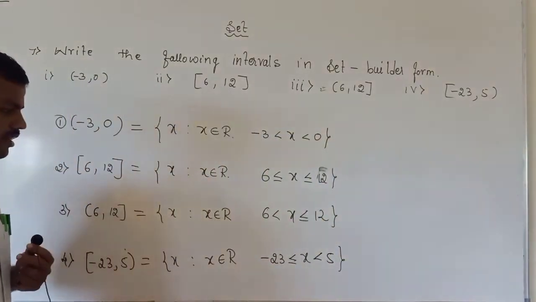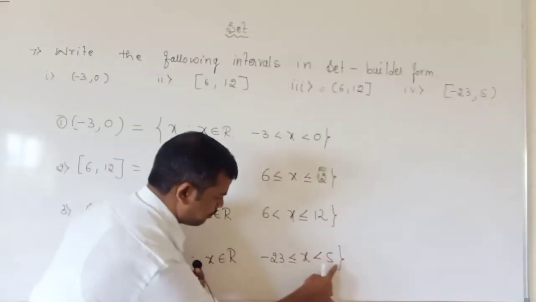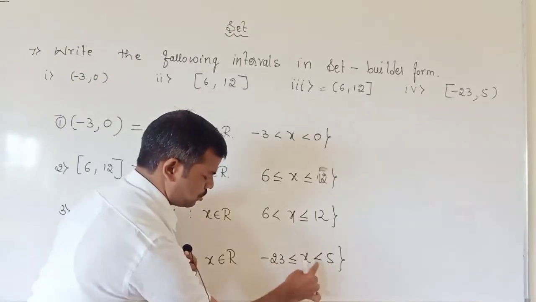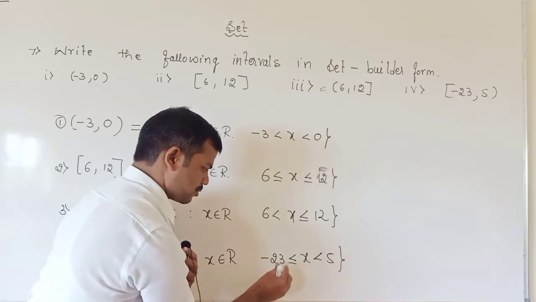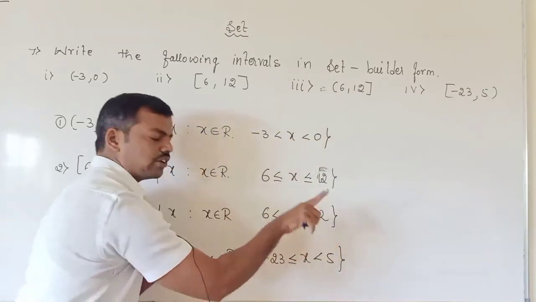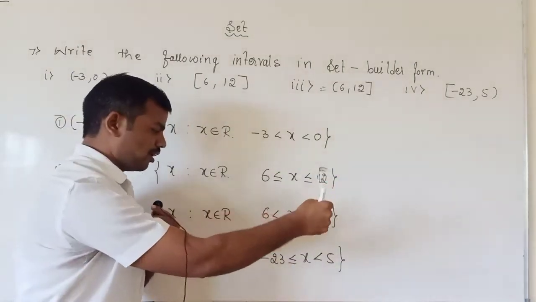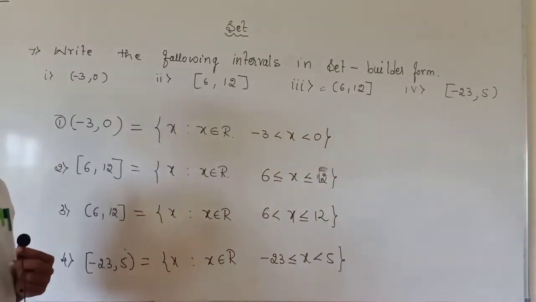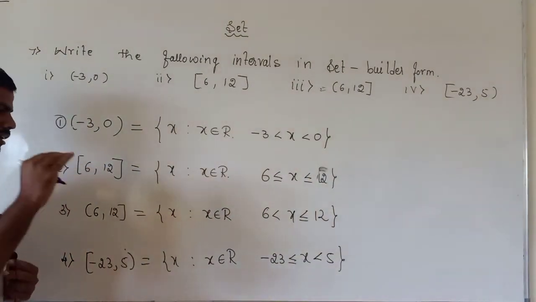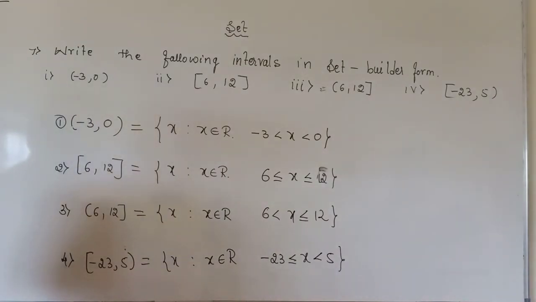So we have to collect all real numbers between -23 and 5, and -23 is included. We have to start from -23 and go up to where? 5. 5 is not included. So this is a way of expressing intervals in the set builder form.